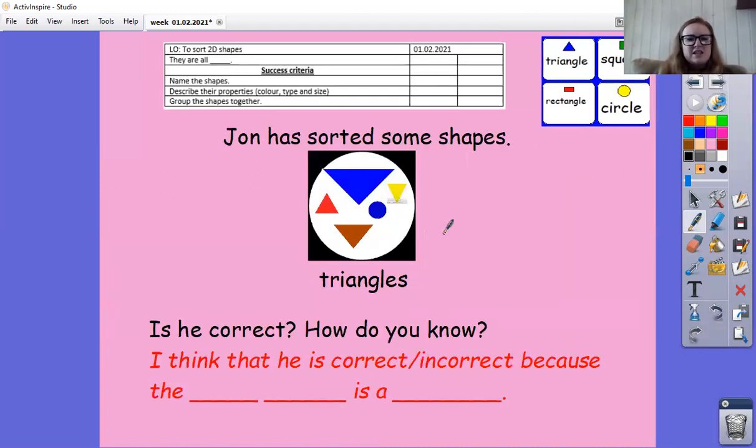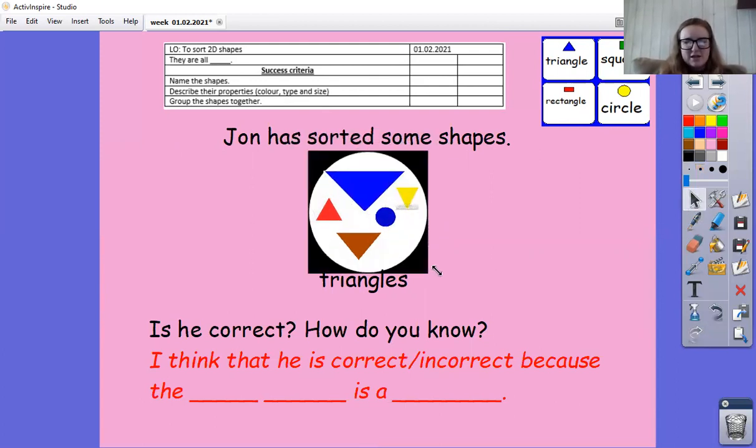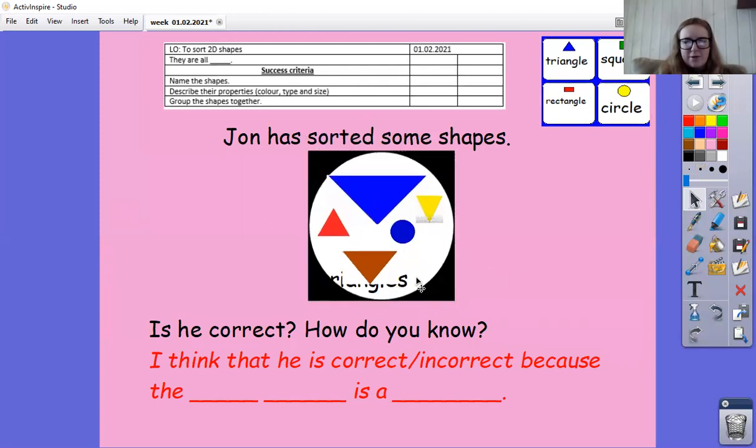So John has sorted some shapes. He has said that all of these are triangles. Is he correct? And how do you know? Well, let's have a little look at what John has sorted here. Let's make it a tiny bit bigger because I can't quite see it. There we go. Okay. So John says they are all triangles. Let's have a look.